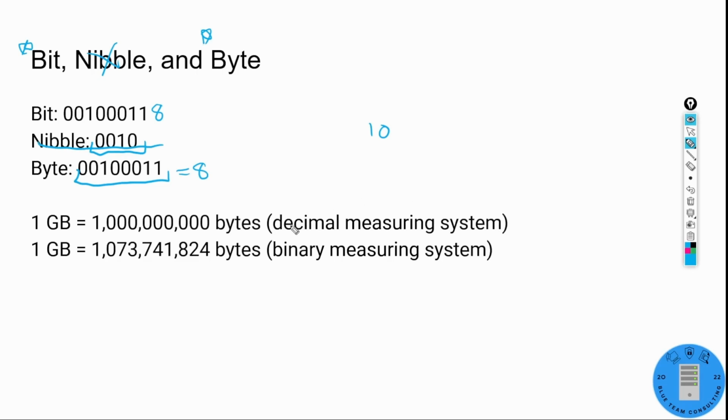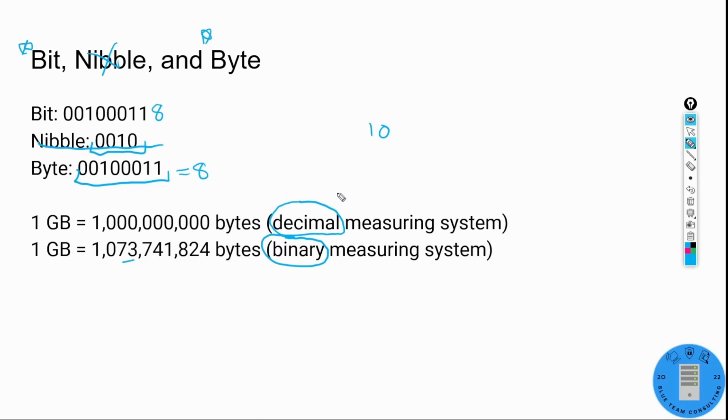Now, this is important to note as well. We're going off the decimal measuring system here for 1 billion bytes to a gig. Remember, that's our base 10 notation. But if we're talking about computers and their measuring system, we're going to be focusing on binary. So actually, 1 gigabyte is a bit more than a billion bytes. It's 1,073,000,073 blah blah blah bytes long.